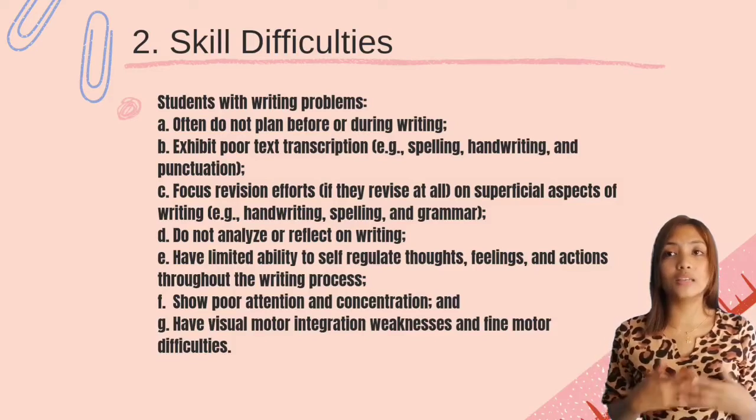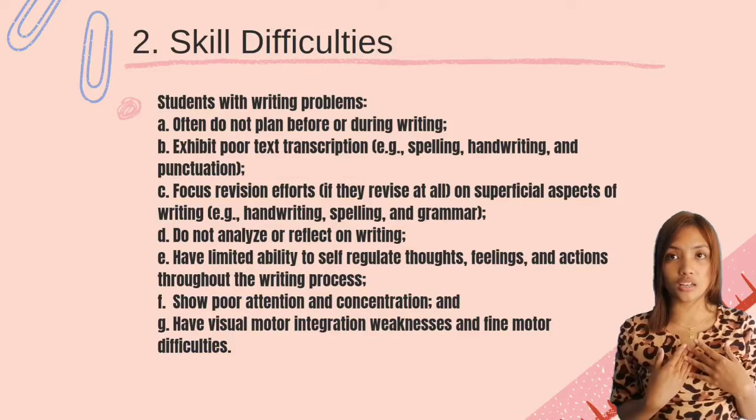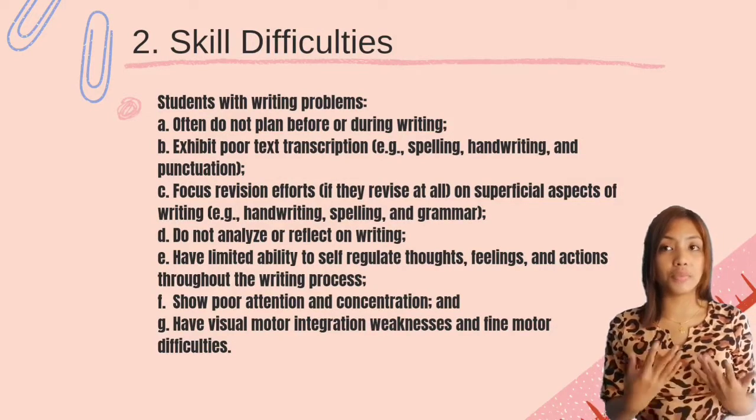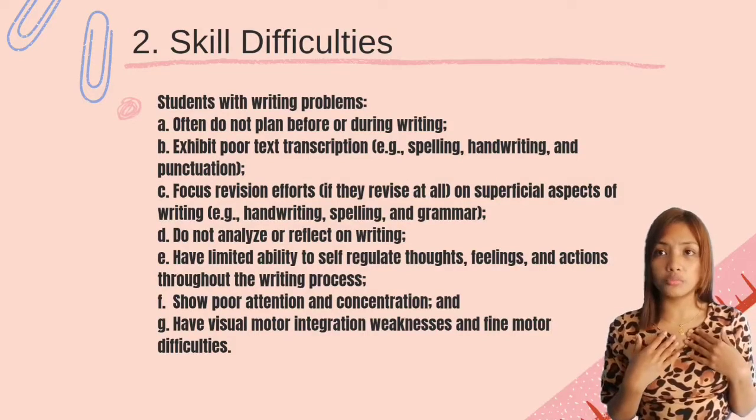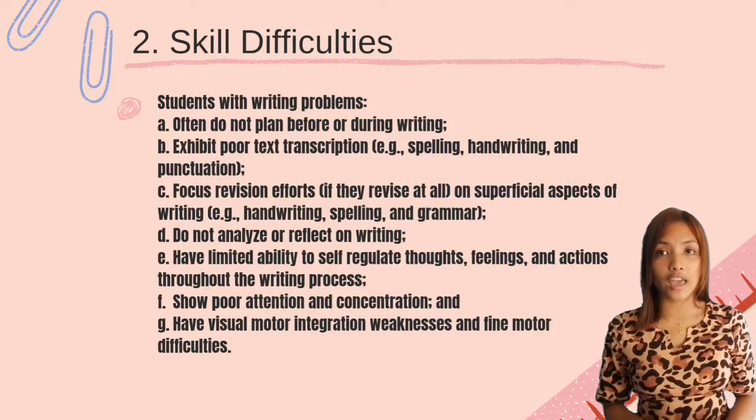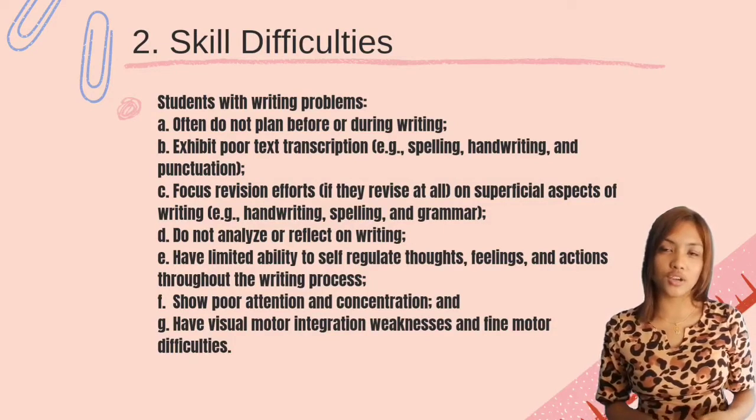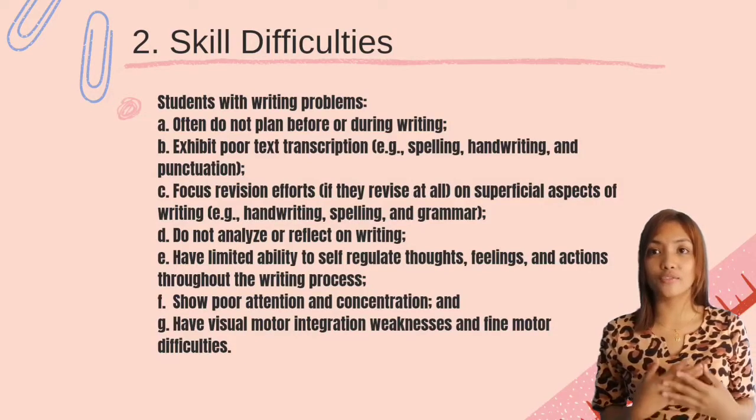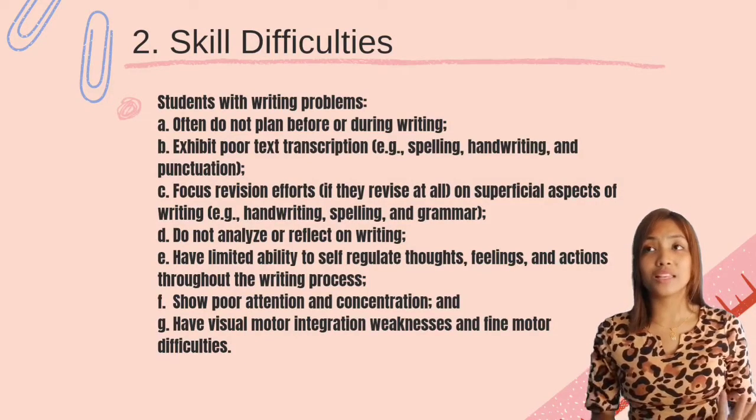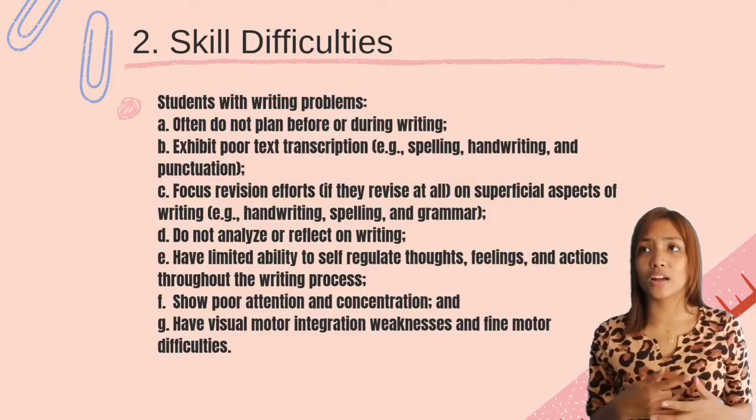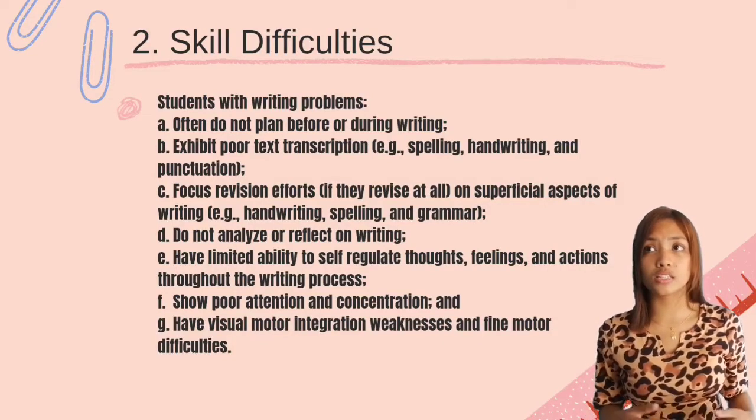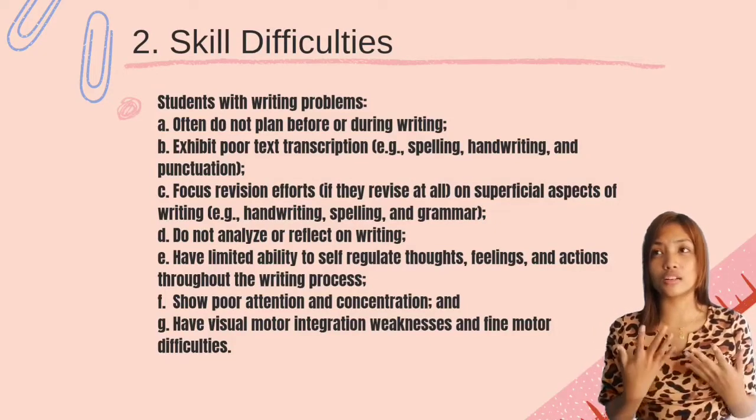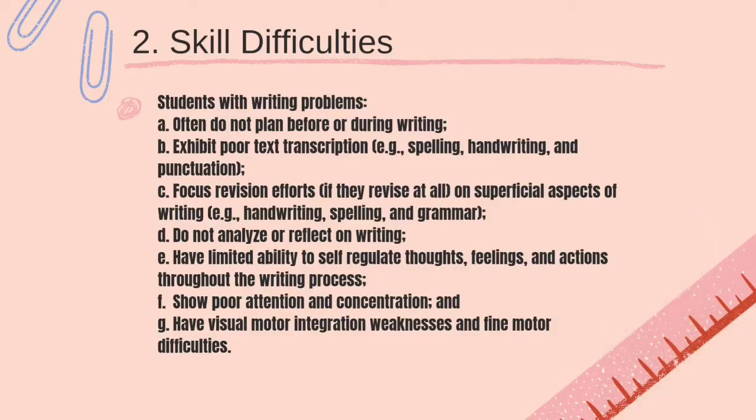Letter E is that they have limited ability to self-regulate thought, feeling, and action throughout the writing process. Learners cannot be at ease in the sense of controlling their own behavior and emotions. Letter F is that they show poor attention and concentration and have a visual motor integration weakness and fine motor difficulties. So this means that a child may sometimes lack interest in his or her doings, or sometimes may have difficulty interpreting visual information and responding with a motor action.